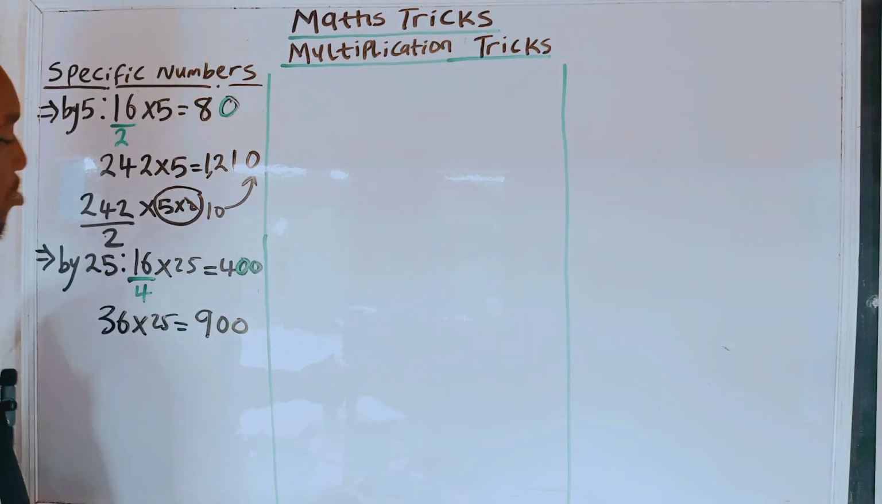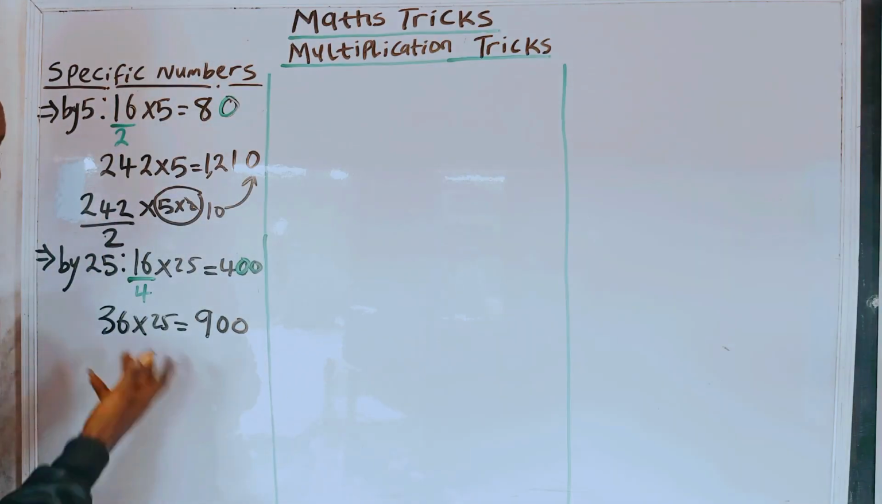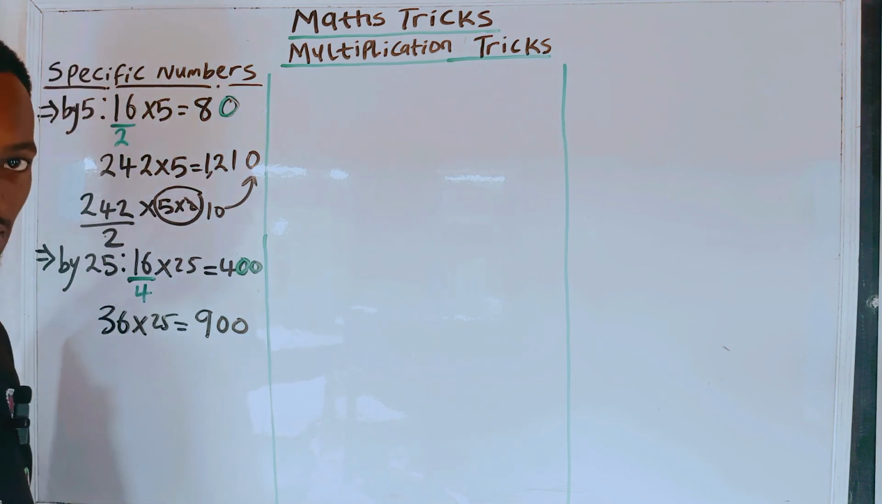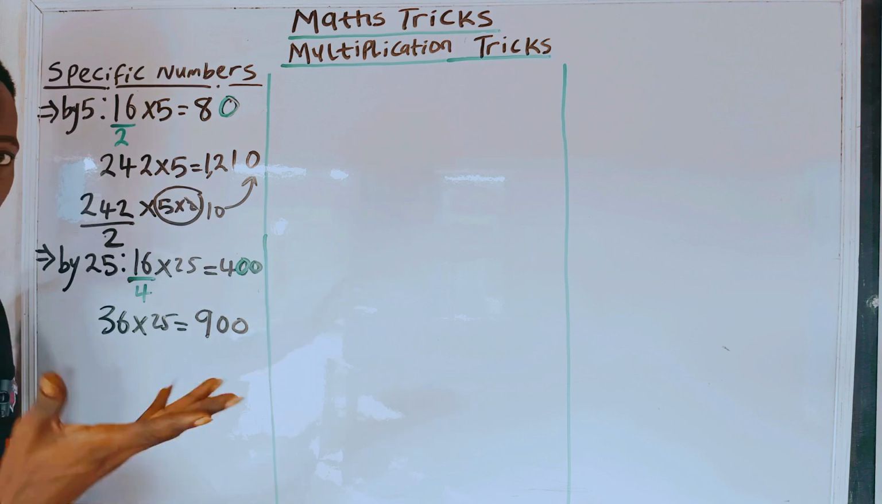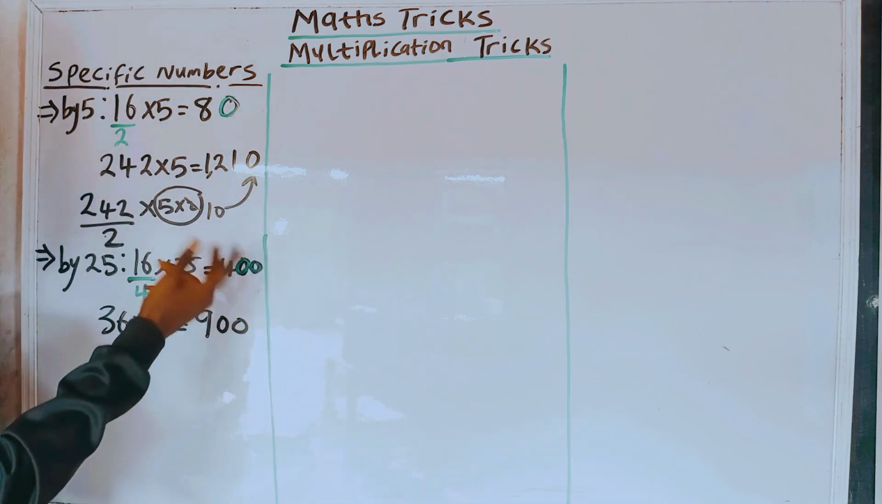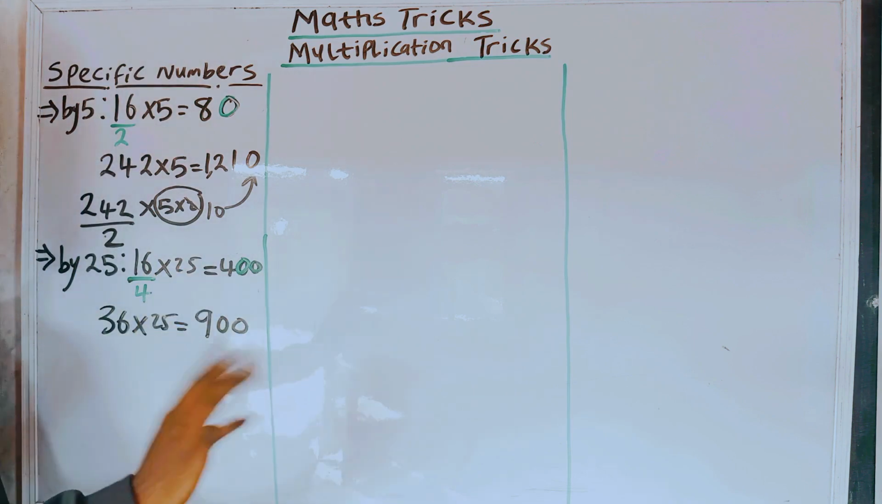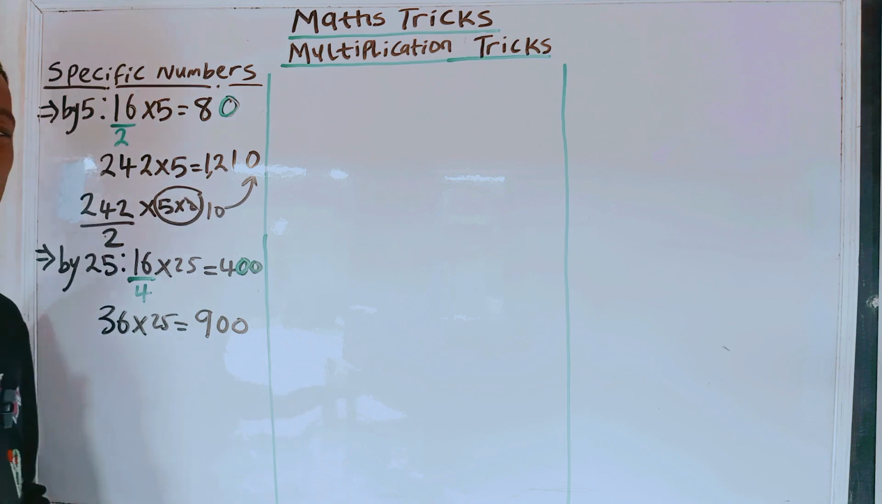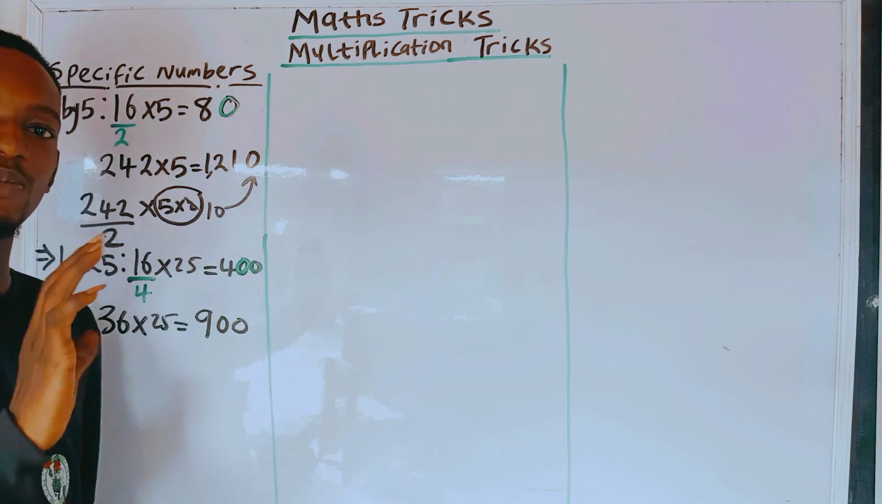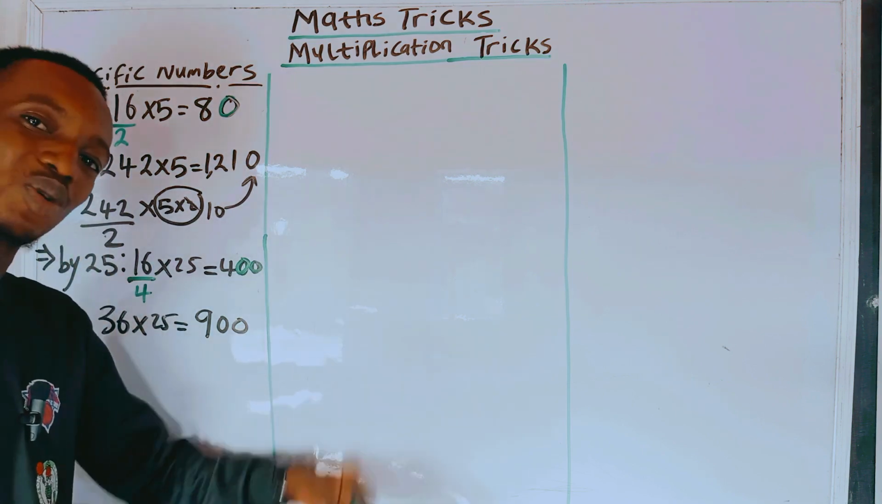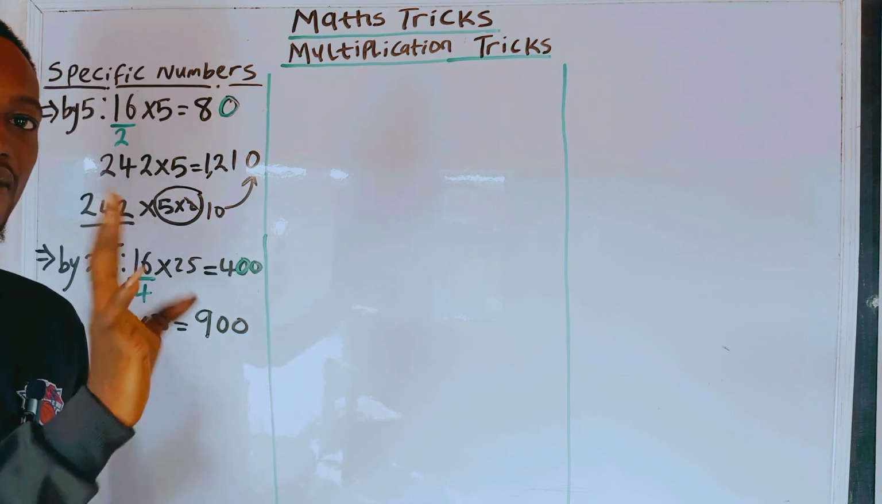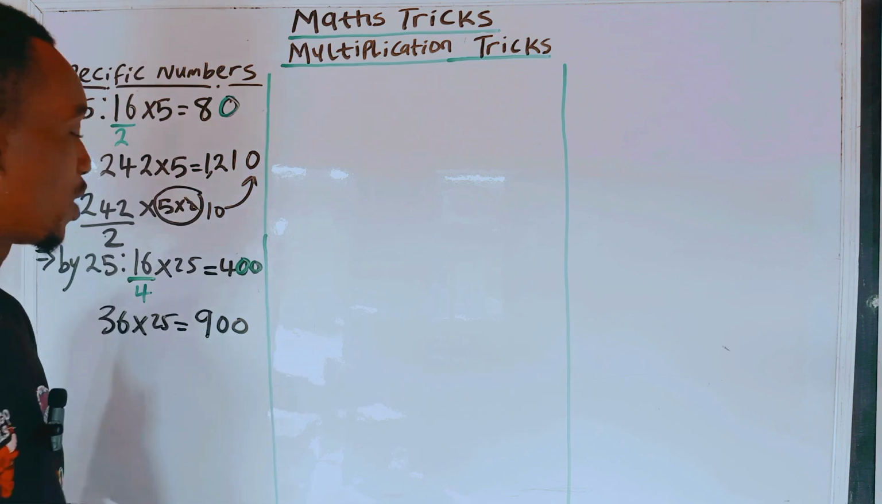So why does this work? Still the same idea also, because 25, we can get 100 from 25 easily by multiplying 25 by 4, right? So we multiply 25 by 4, which gives us 100, the 2 zeros that we have. Then because of multiplying by 4, we have to divide by 4. That is why it works. So henceforth, whenever you're multiplying a number by 25, don't go through the long method. Just divide that number by 4 and add 2 zeros. In a second, we are done.